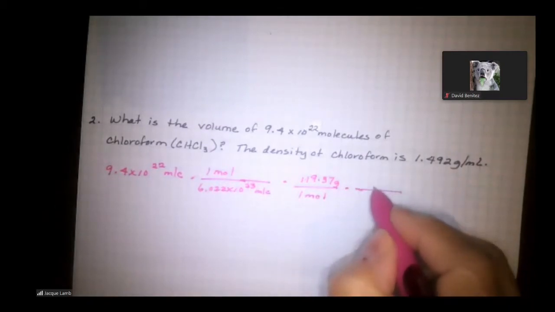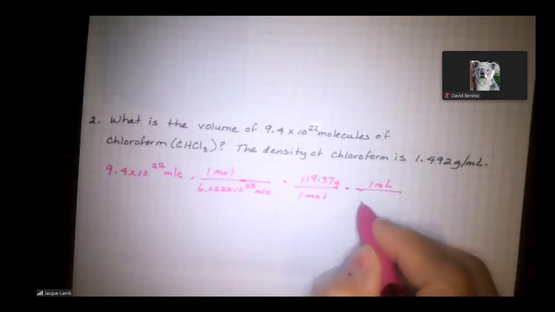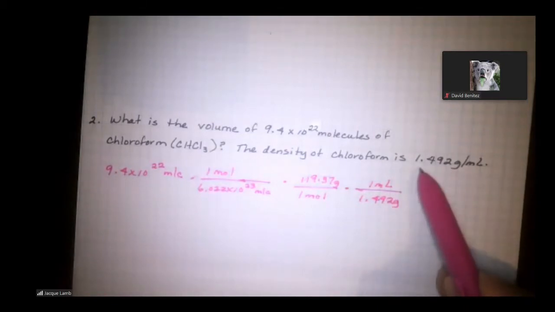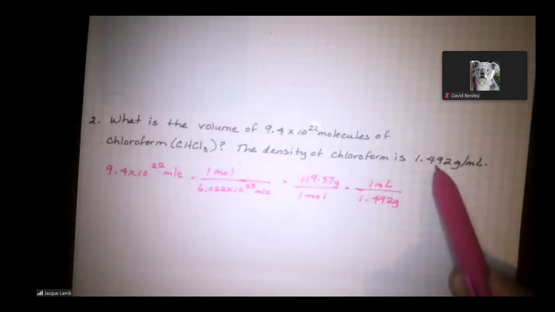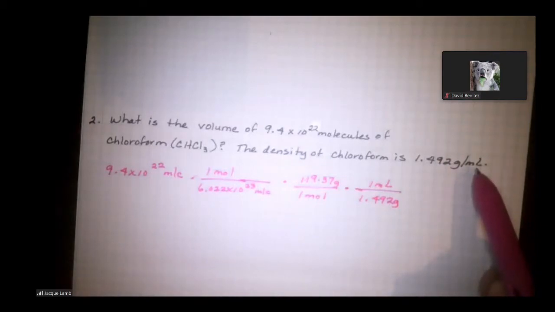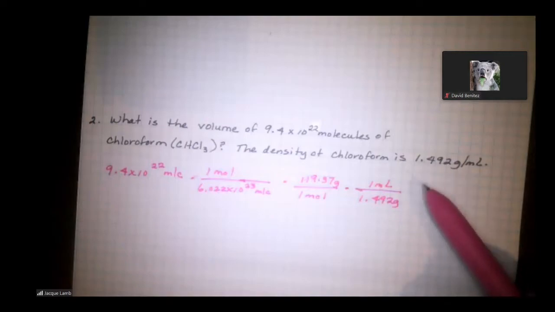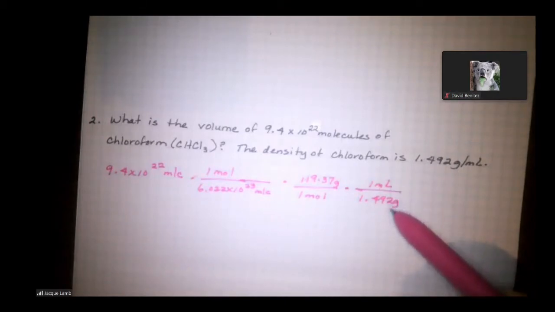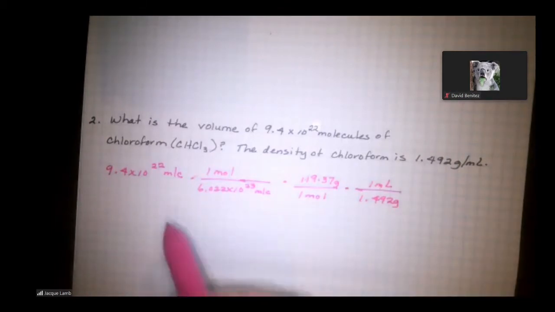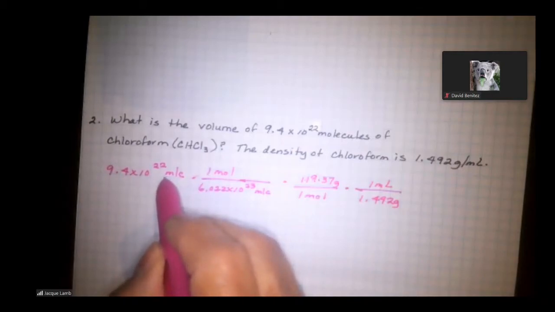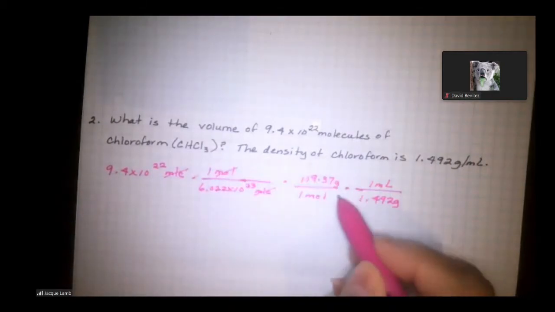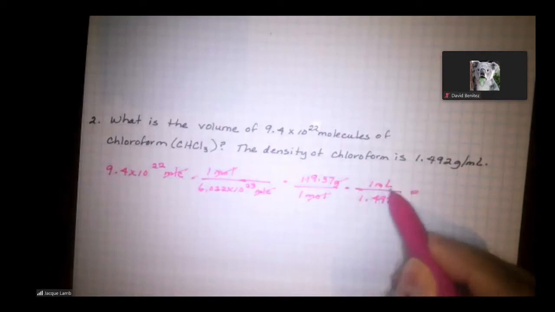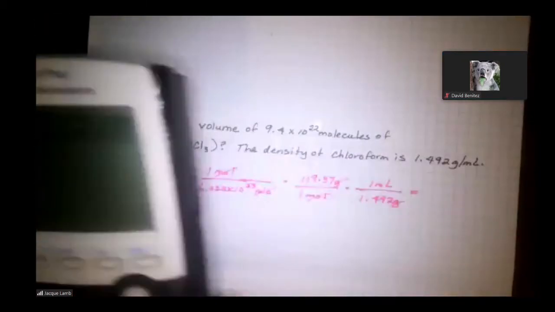The density is 1 milliliter is 1.492 grams. Notice that normally you think of density as grams per milliliter, but it is a conversion factor that can be written in either orientation: grams on top, milliliters on the bottom, or milliliters on top, grams on the bottom, depending upon which direction you're going in. I always like to check: molecules cancels, moles cancels, grams cancels, and that is going to leave me in a final unit of milliliters, which is what I wanted.